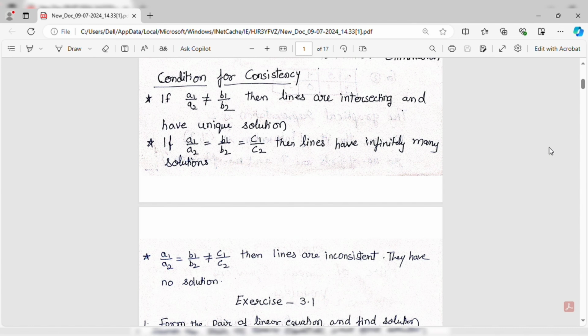The third case is if the first two ratios are equal, a1 upon a2 is equal to b1 upon b2, but c1 upon c2 is a different number. Then the lines are inconsistent. The word inconsistent means they have no solutions. So both these lines would be parallel, and since they are parallel, we will have no solution to those lines.